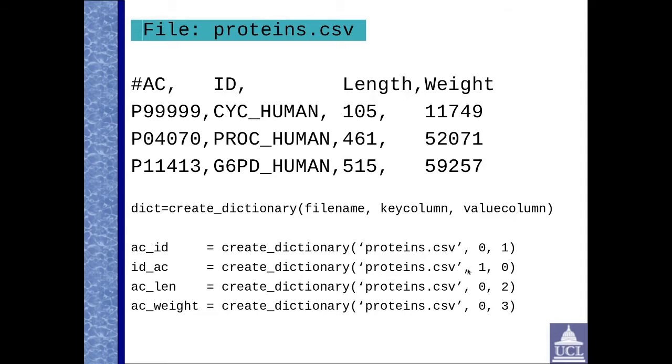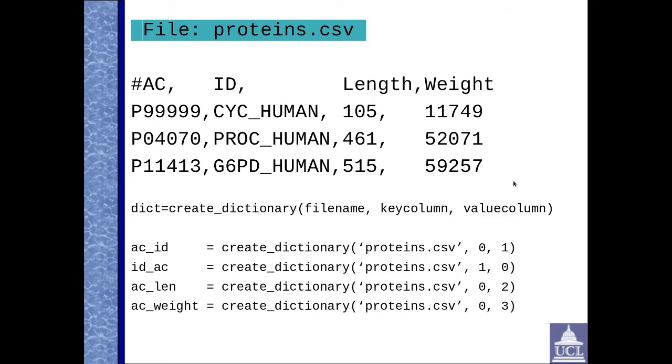Similarly, if we called the function but gave it column 1 as the key and column 0 as the value, then that would give us a mapping the other way round, from an identifier to an accession code. We could also imagine we might pass column 0, the accession, as the key, and column 2, the length, as the value. And that would obviously give us a mapping from the accession code to the length. And similarly, if we gave it column 0 and column 3, we'd get a mapping from the accession code to the molecular weight. So that's just an example of a simple function and the sorts of parameters it takes.